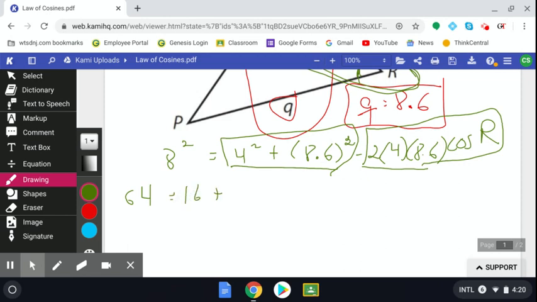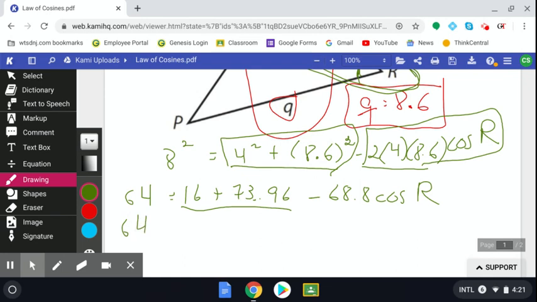So I am going to say that 64 is equal to 16 plus, I'm going to square that. When you square that, you get 73.96. Minus 68.8 cosine R. Now I can combine these two. When I combine those two, I get 89.96.